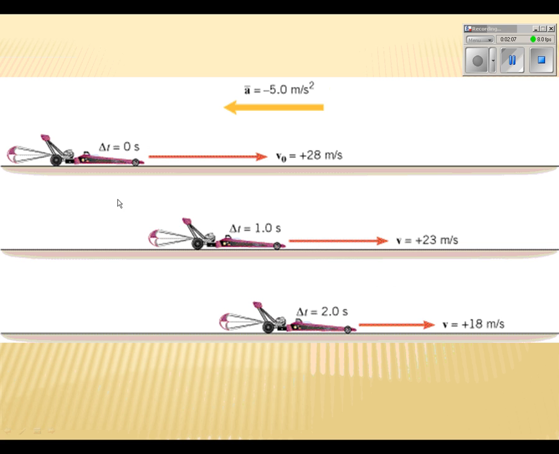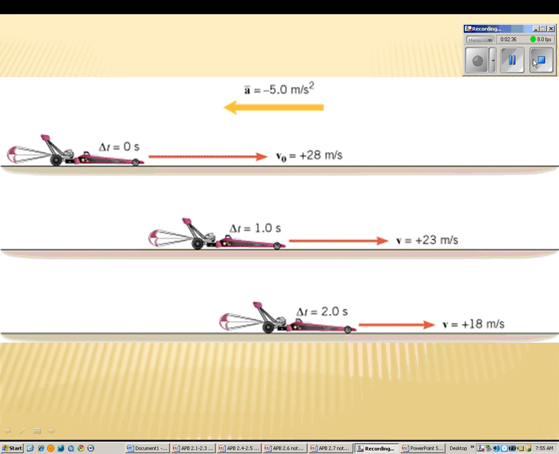You'll see here a car has a negative acceleration of 5 meters per second squared. This car is traveling at 28 meters per second. Then after 1 second, it's going 23 meters per second. After 2 seconds, it's going 18 meters per second. After 3 seconds, I want you to pause the video and think about what this car is doing after 3, 4, 5, 6 seconds. So write those down, and we'll get back to it right now.